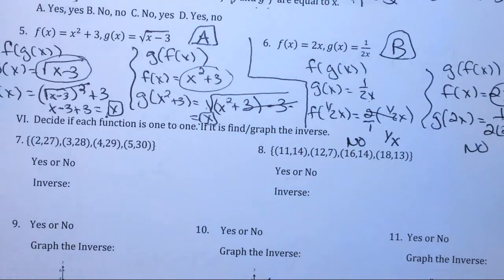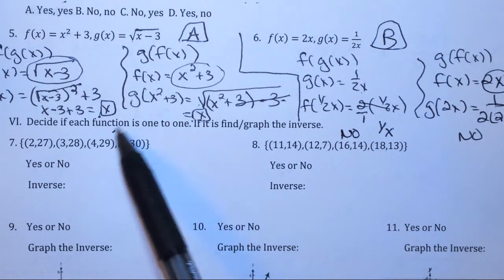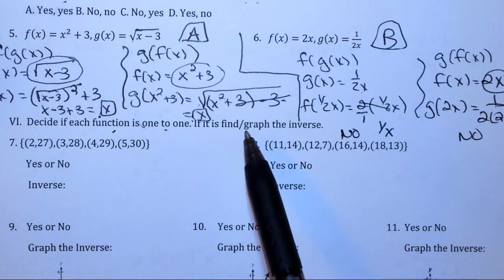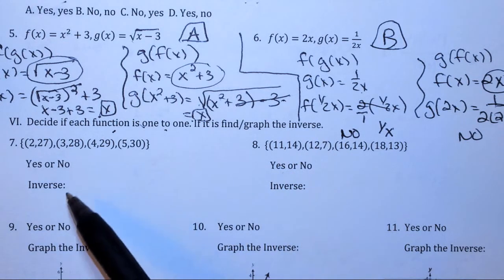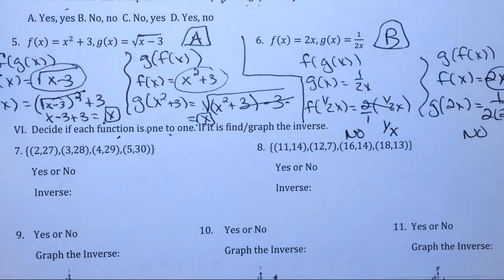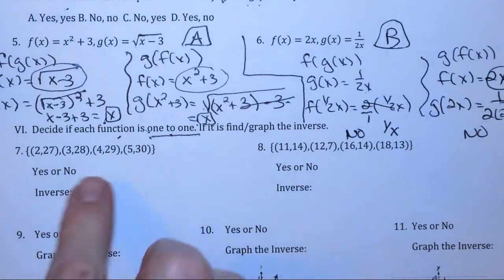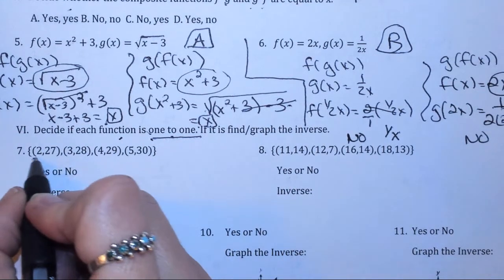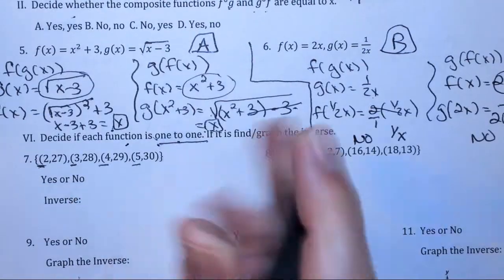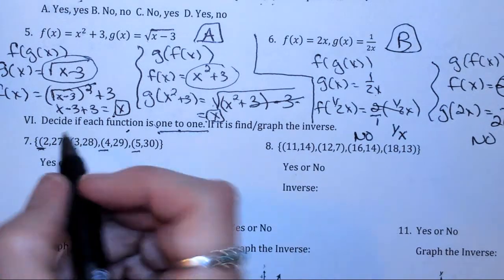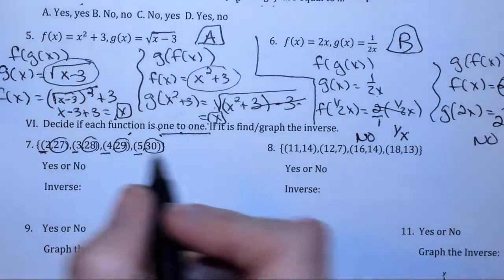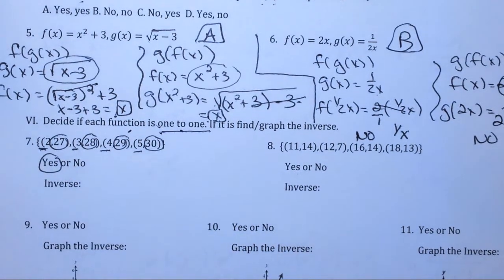All right, on 7 through 11, it says decide whether the function is 1 to 1. If it is 1 to 1, find the graph of the inverse, or just write the inverse, depending on the problem. So for something to be 1 to 1 from a set of points, the x's can't repeat and the y's can't repeat. So 2, 3, 4, 5, so it is a function. Now let's go see if it's 1 to 1. 27, 28, 29, and 30. So nothing repeated, so yes, it's 1 to 1.